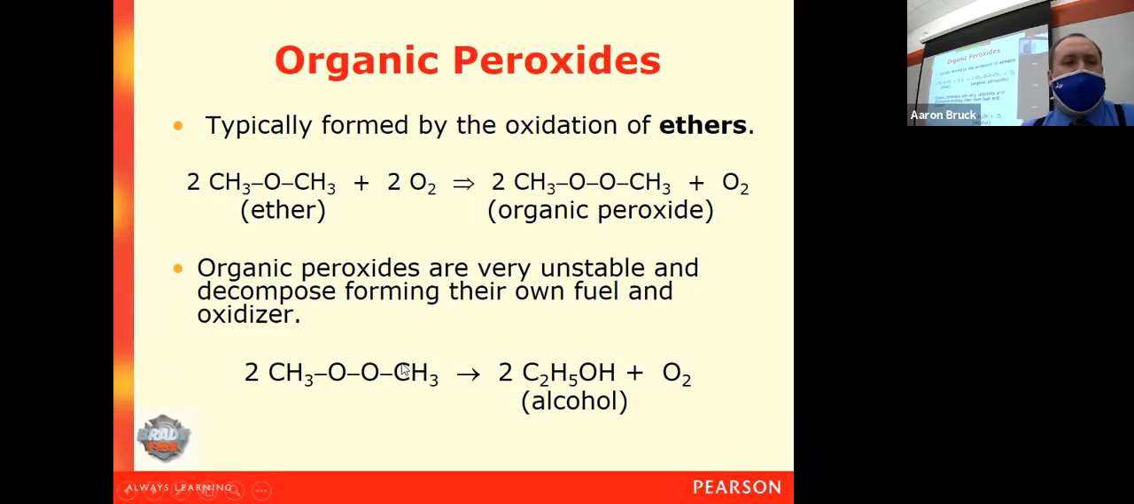How do we get organic peroxides? We usually get them through an oxidation process of their own. The oxidation process that we are speaking of primarily here involves taking an ether. An ether has an oxygen linkage inside of an organic compound, where I've basically got an oxygen right in the middle of a bunch of carbons.